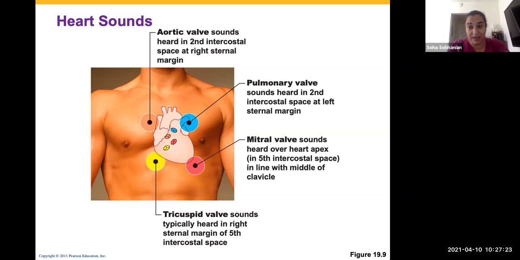Here is the keyboard, guys. On the left upper portion of the heart. Okay. So reverse that for the aortic valve. So if pulmonary is heard on the left-hand side, then the aortic valve is heard on the right-hand side. So aortic valve is heard on the right upper portion of the heart.